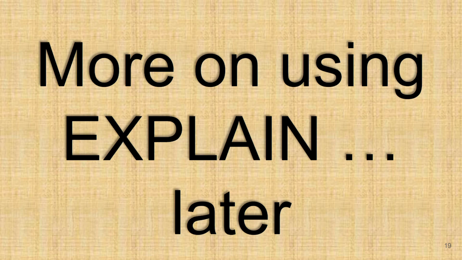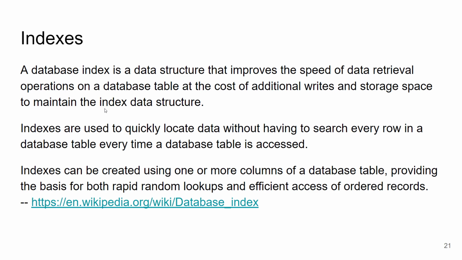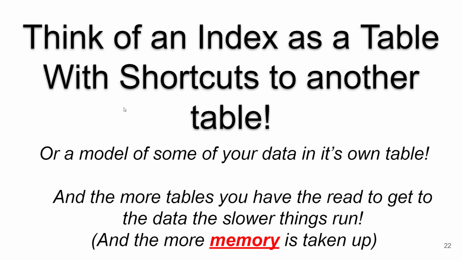We'll go back to explain in just a little bit, but first a word on indexes. Well, what is an index? Well, according to Wikipedia, a database index is a data structure that improves the speed of data retrieval. Yeah, good answer. If I was a college professor, I'd give that a good A, maybe an A minus. I like to think of an index as a table of shortcuts to another table. It's some of your data in a small table that points to the real table.